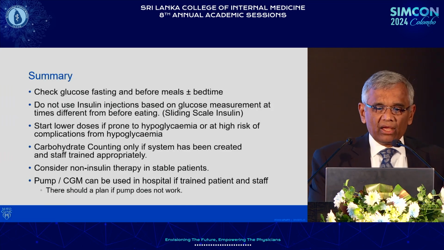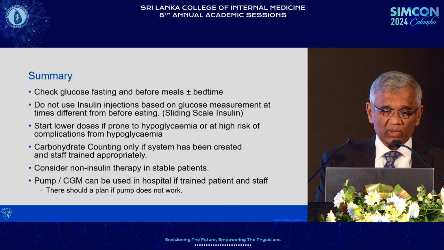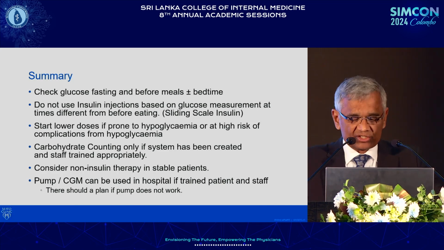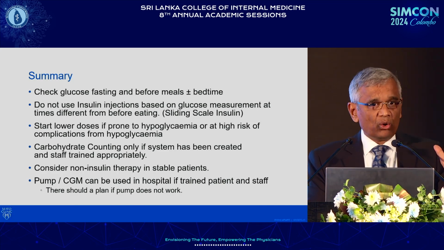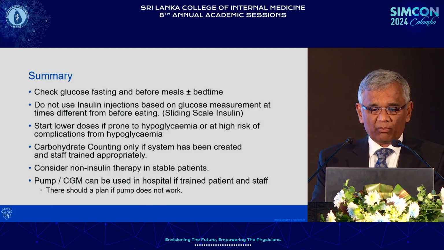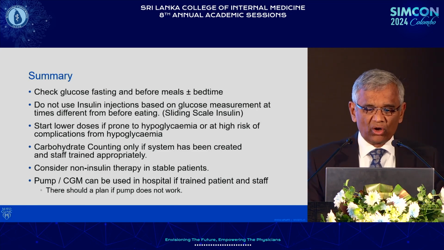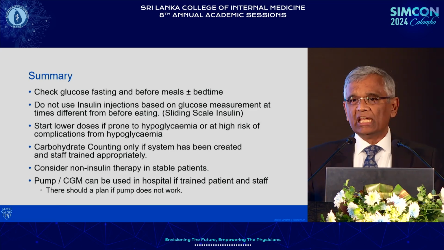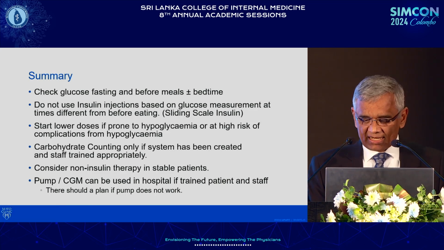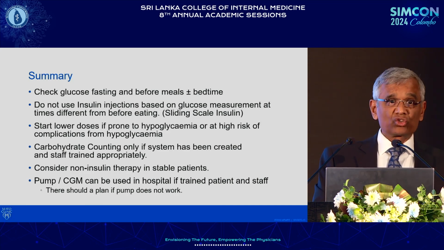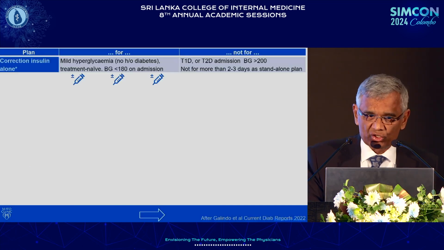So in summary then, we should check glucose fasting and before meal in every patient who comes to hospital, if required at bedtime as well. We do not use insulin injections based on glucose measurements at different times before or after eating. We should start a lower dose in those who are prone to hypoglycemia and those who are prone to develop complications from hypoglycemia. We should use carbohydrate counting, but only if there is a system that has been established to calculate the doses. We should consider non-insulin therapy in stable patients, especially DPP-4 inhibitors and GLP-1 receptor agonists. Pumps and CGMs can be used in hospital, but only if the staff is trained to use them and the patient is conscious and can self-manage. Thank you very much.